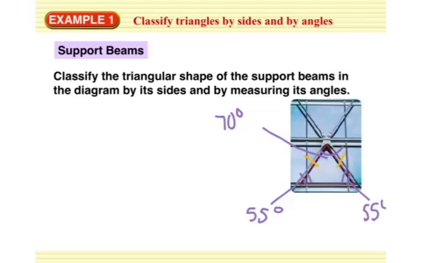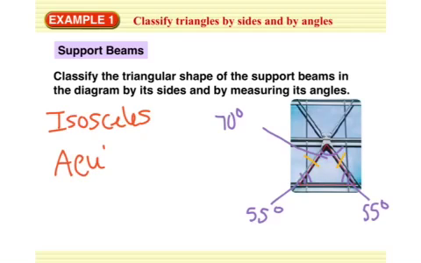Since two of the sides are equal, classifying the triangle by its sides, we could say it's isosceles. And classifying the triangle by its angles, you would see all of the angles are less than 90, so it's an acute isosceles triangle.